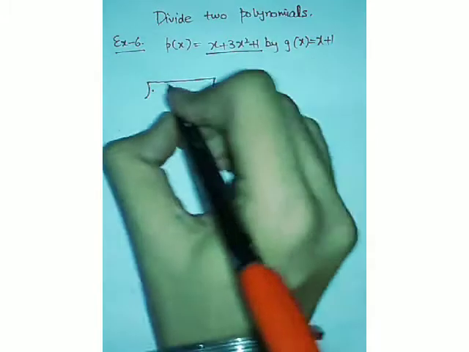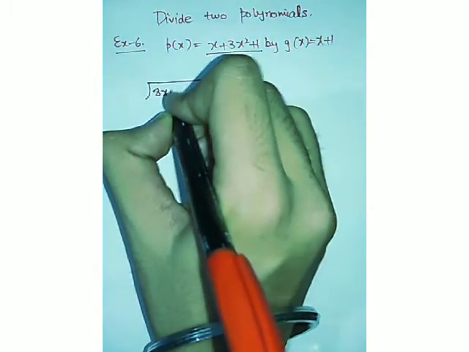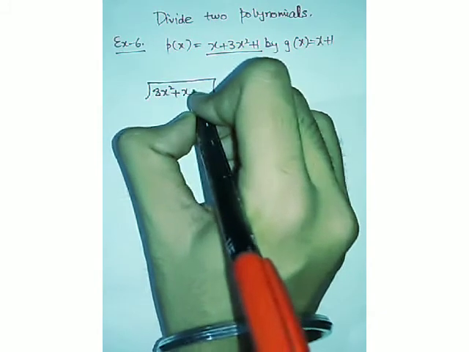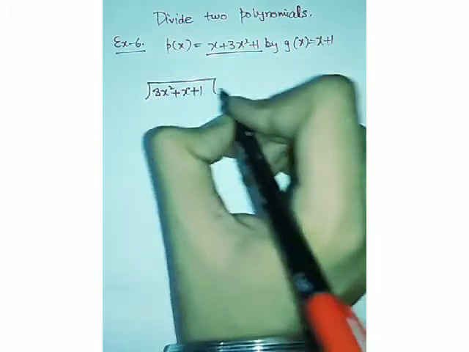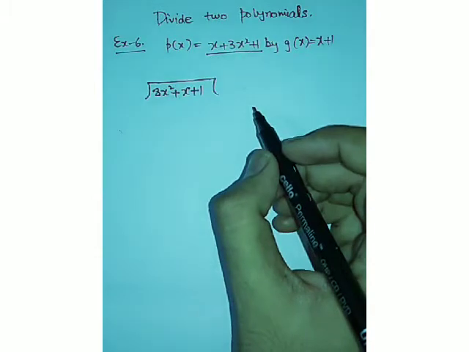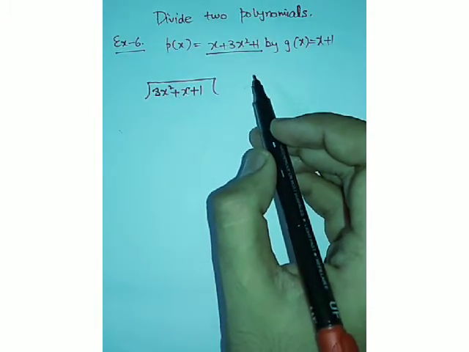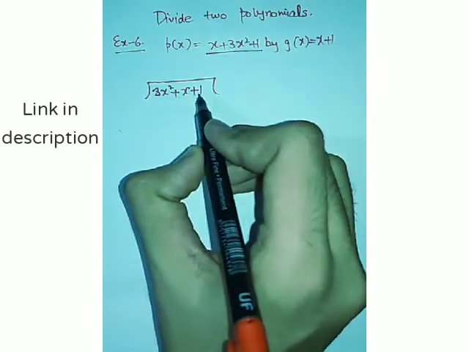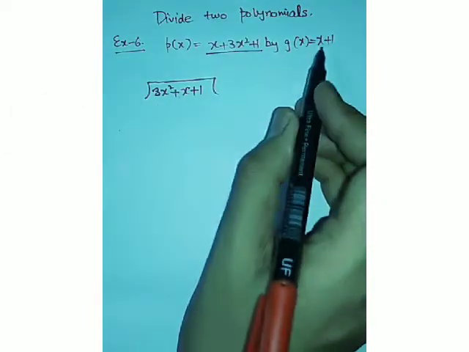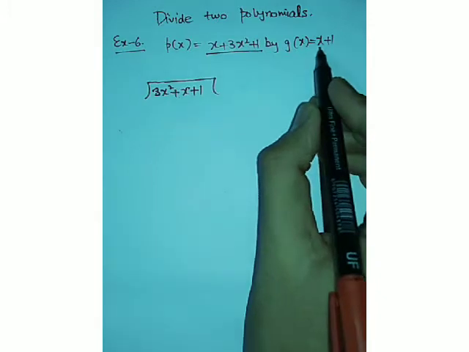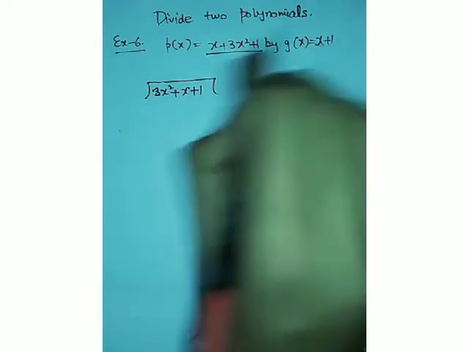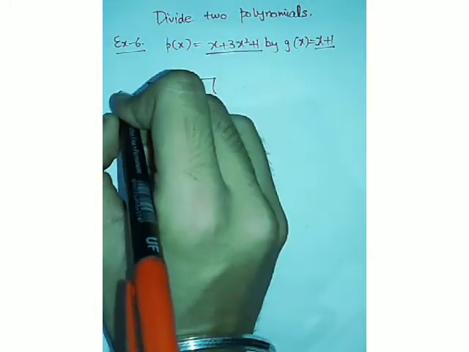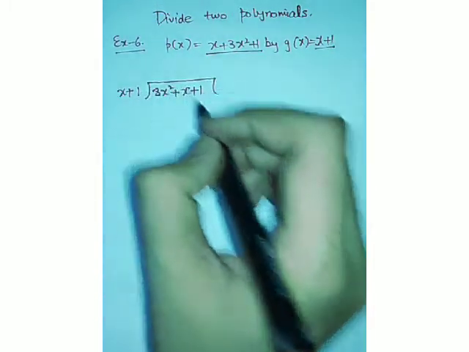So firstly we will write 3x squared. This is a very basic step and most students forget to do this, and that's why they don't get the answer correct at the end. So don't forget to arrange your polynomial in the order of decreasing degrees of the variable. So our dividend p(x) becomes this, and the same for g(x). You also have to rearrange it in the same way, but it's already arranged, so we will write x plus 1.